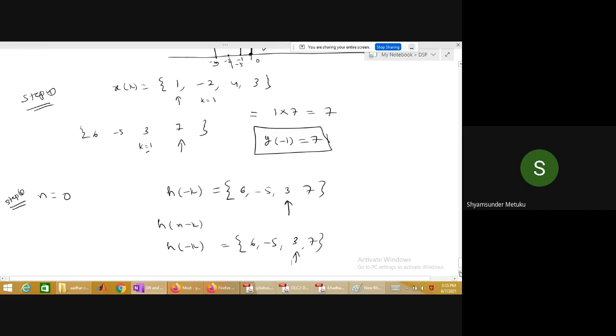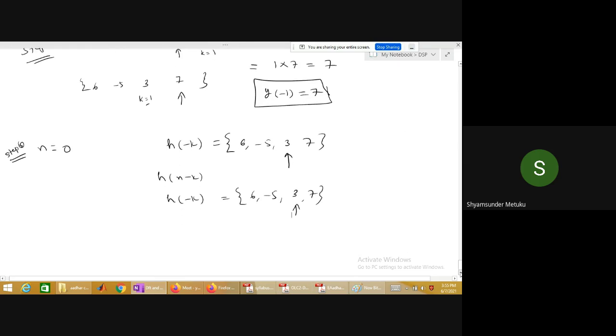Now what am I supposed to do? Multiply with x of k. So what is your x of k? 1, -2, 4, 3. Now again if I need to multiply, this is my arrow. So can I write 3, 7, -5, 6?